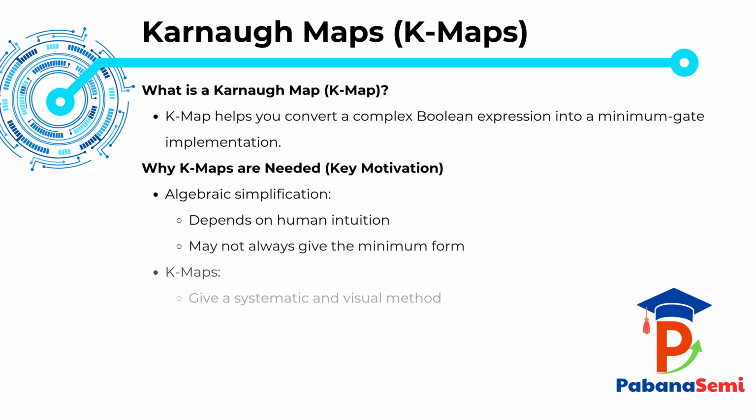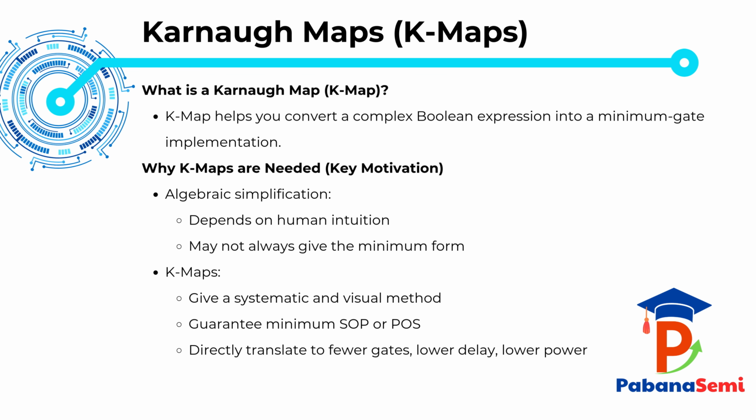Let us now introduce Karnaugh maps, commonly called K-maps. What is a Karnaugh map? A Karnaugh map is a graphical technique used to simplify Boolean expressions. In simple words, a K-map helps convert a complex Boolean expression into a minimum gate implementation. Instead of repeatedly applying Boolean algebra rules, K-maps allow us to visually identify and eliminate redundant logic terms.